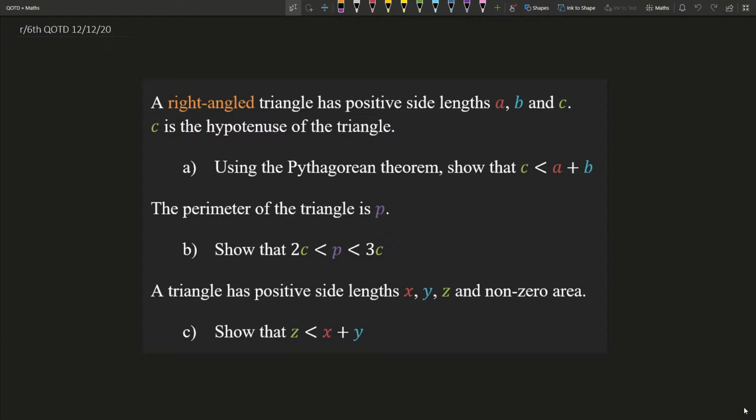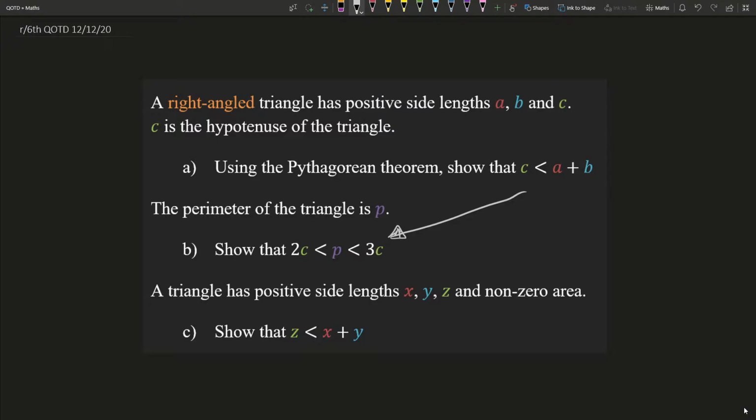So, a right-angled triangle has positive side lengths A, B, and C, where C is the hypotenuse of the triangle. Using the Pythagorean theorem, show that C is less than A plus B. Then the perimeter of the triangle is P. Show that 2C is less than P is less than 3C, and you may want to use the previous part here, might be quite useful.